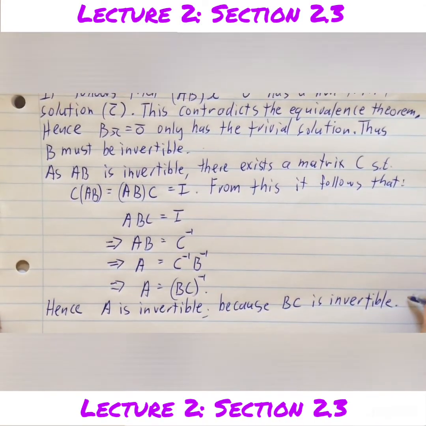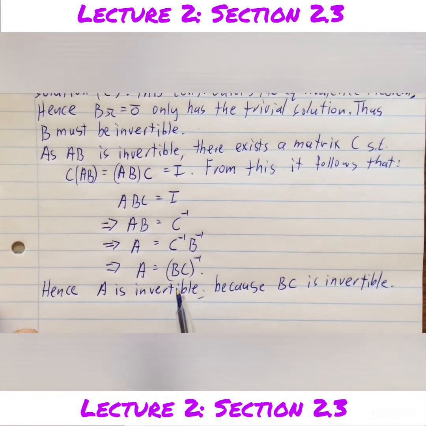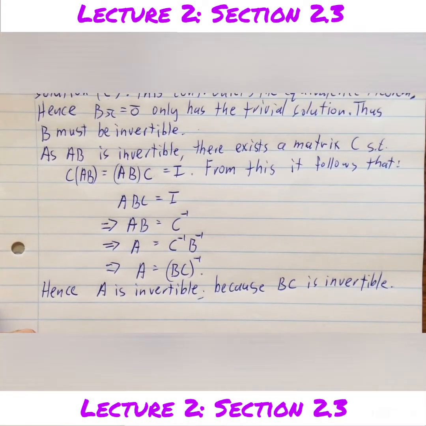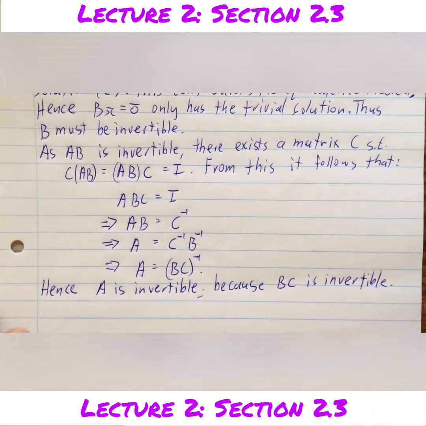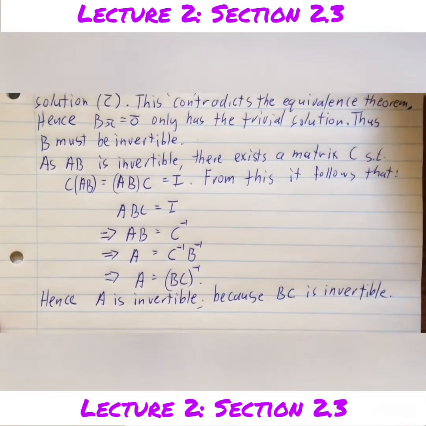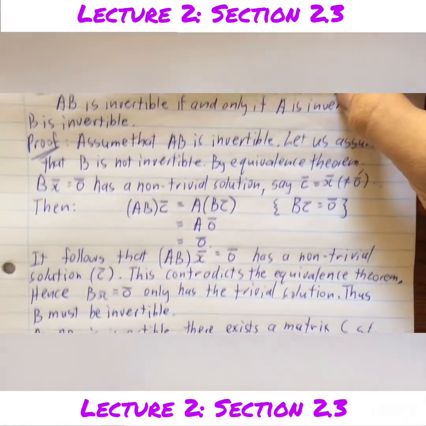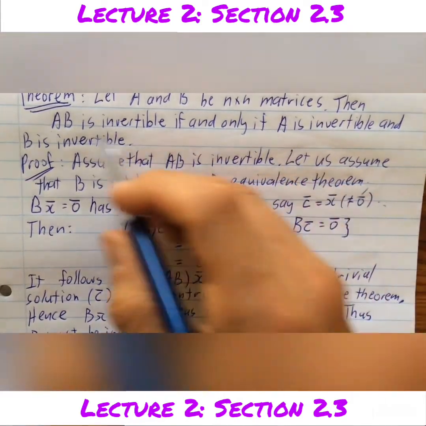Remember, there's a theorem that states that if B and C are both invertible matrices, then the product between those two matrices is also going to be invertible. So because B and C are both invertible matrices, their product is also going to be invertible. And the inverse of an inverse is also invertible. So we proved that if A times B is invertible, then A is invertible and B is invertible.